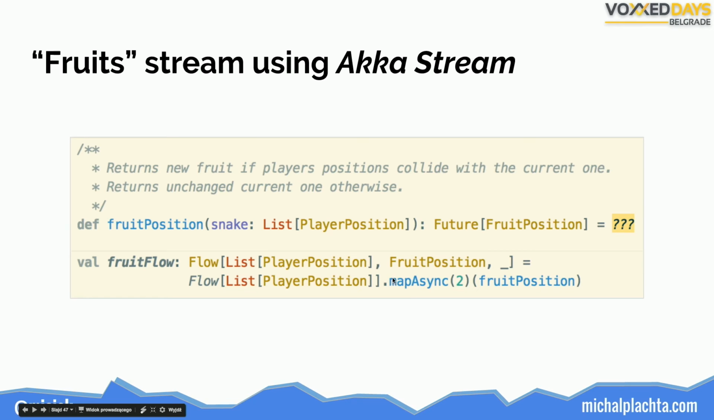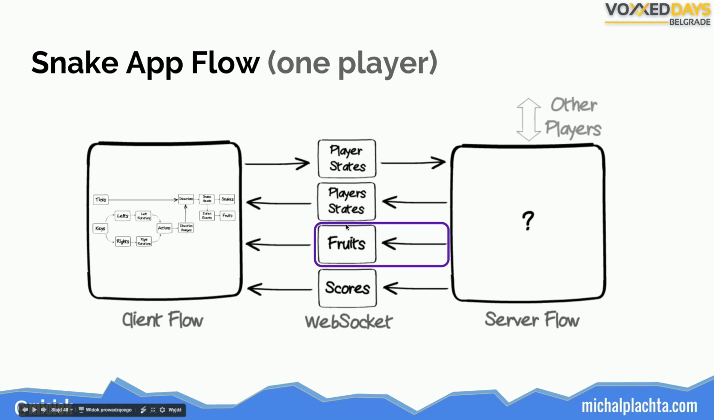And we can map asynchronously using a function that returns a fruit position based on player positions. This is how it works. So this is the type of fruit flow. So this is our first building block for the question mark block. Okay, any questions?